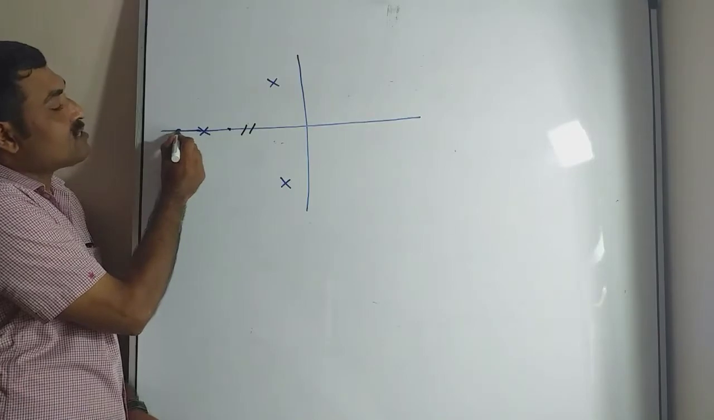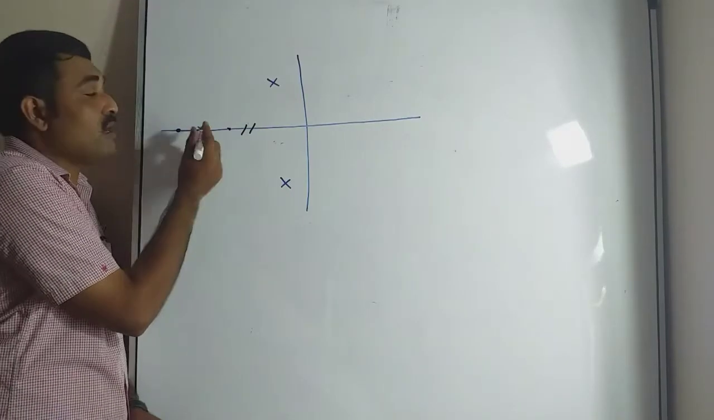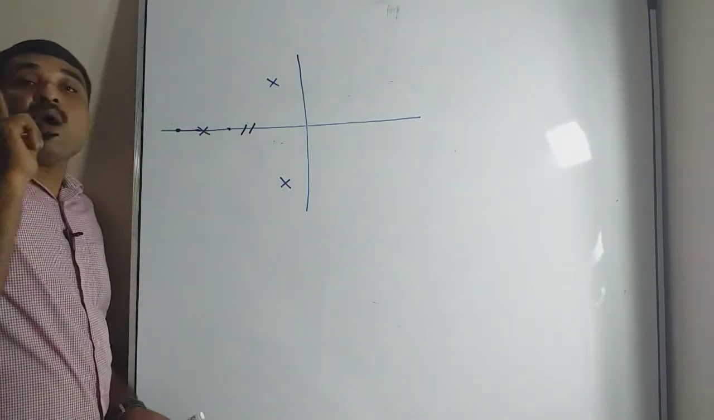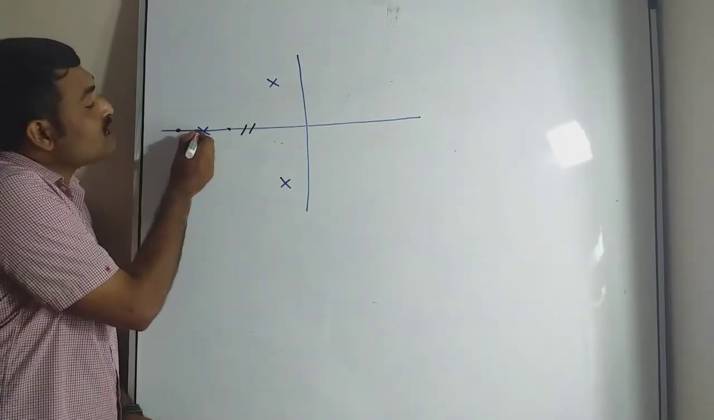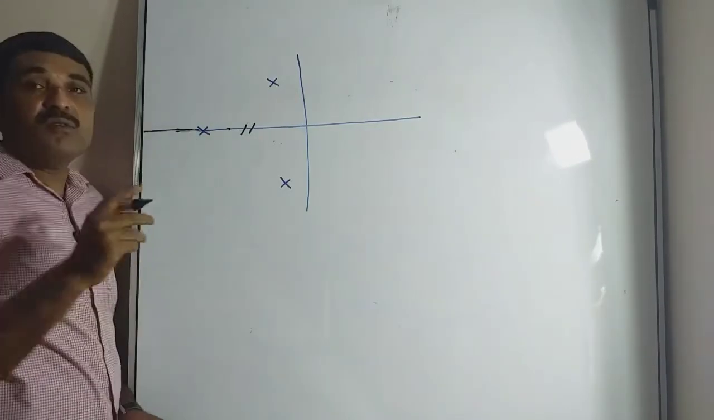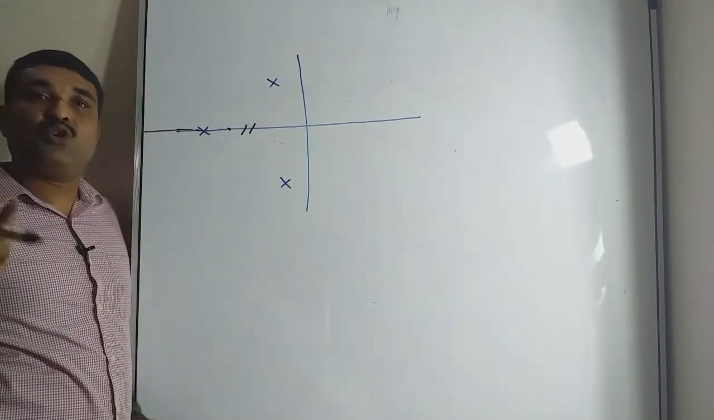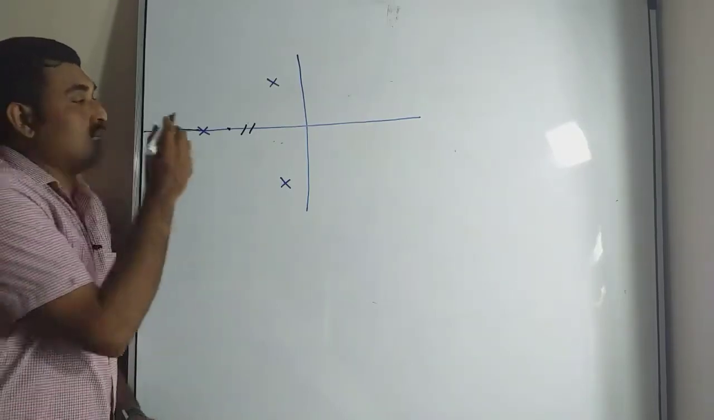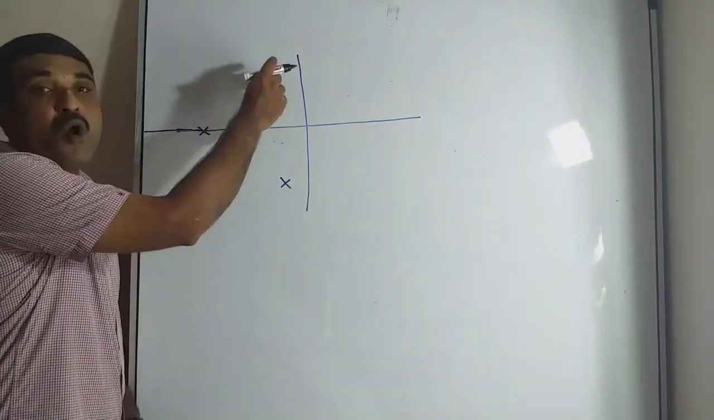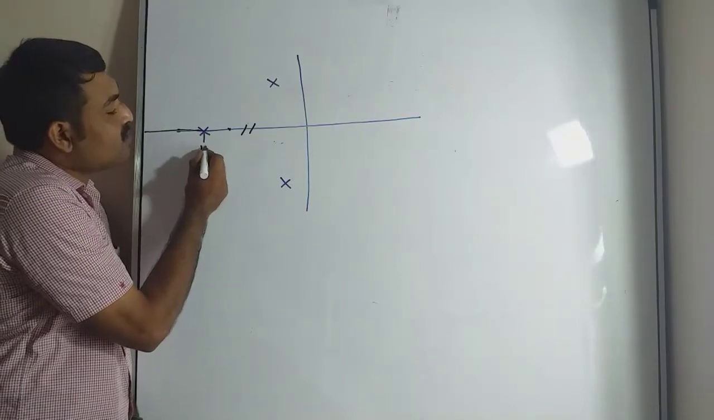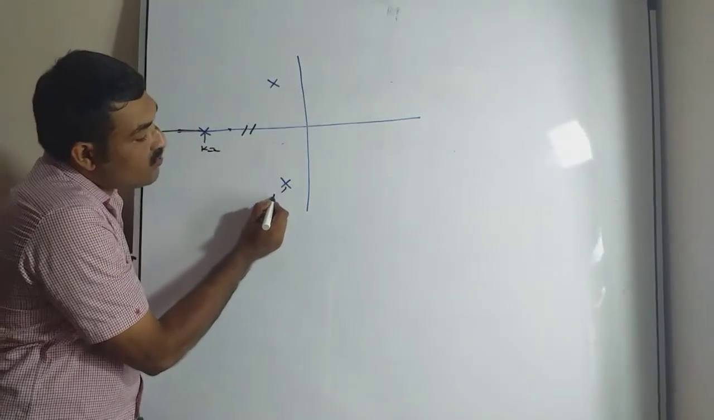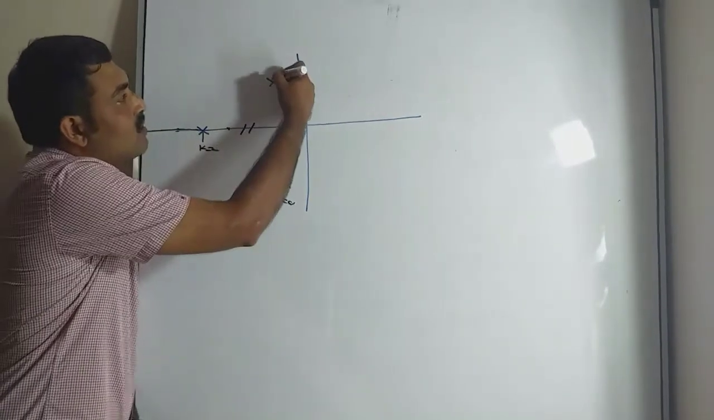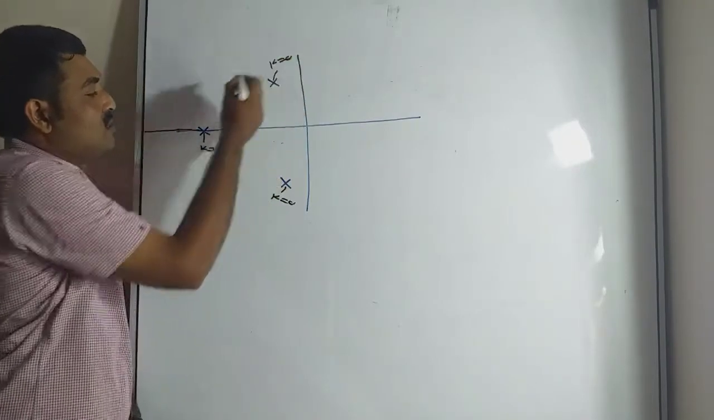Now take a test point here. Towards the right side of this point, on the real axis there is one pole, which is an odd number. So this portion is on the root locus. We have three open loop poles, so three branches for the root locus. The root locus starts from the open loop poles with k equal to 0. Here k equals 0, here also the gain k is equal to 0, and here also the gain k is equal to 0.